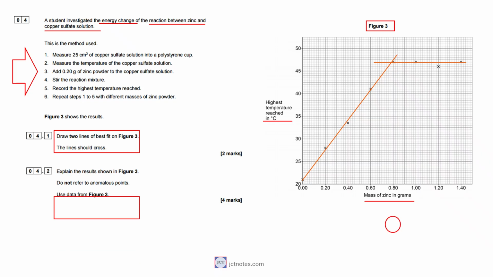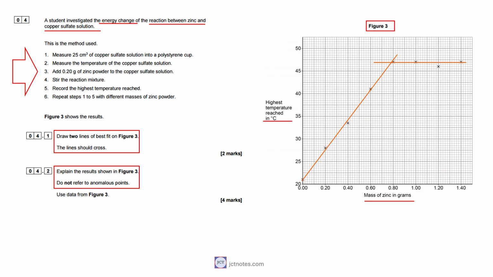In question 4.2, we are asked to explain the results, not including the anomalous results. The examiner noted that many students lost marks here because they only described what happened, rather than explaining the chemistry behind it. Let's break it down into 4 distinct, mark-earning points.